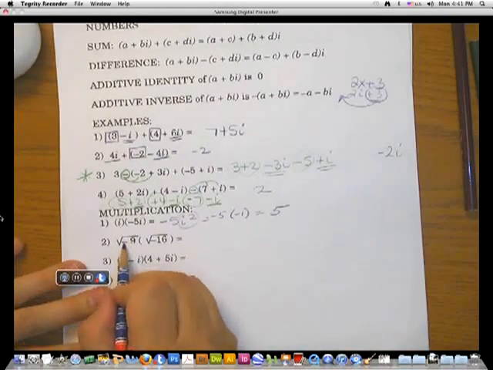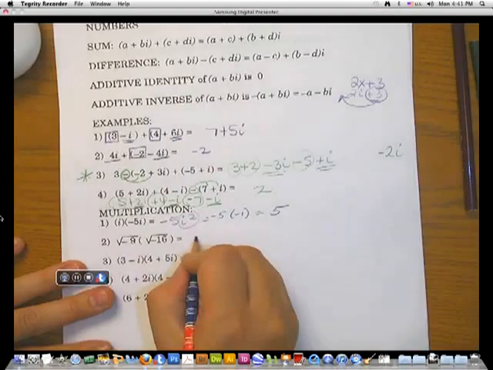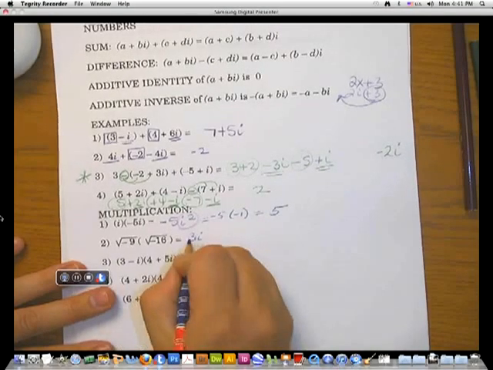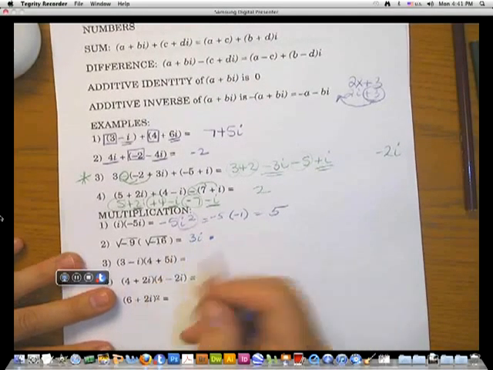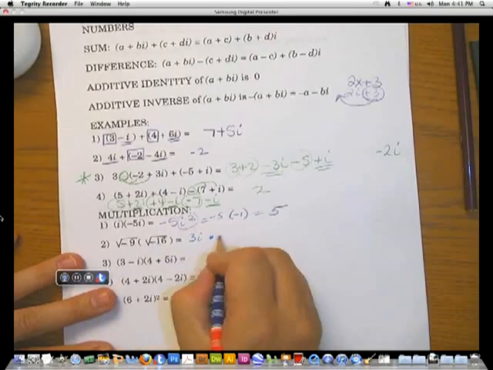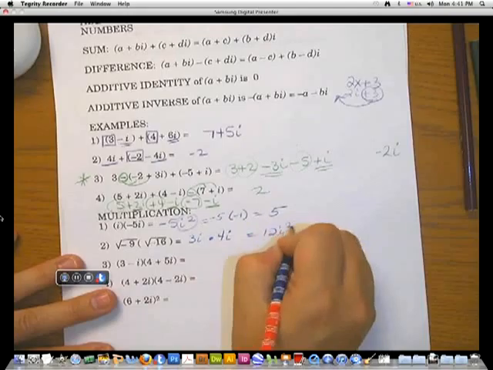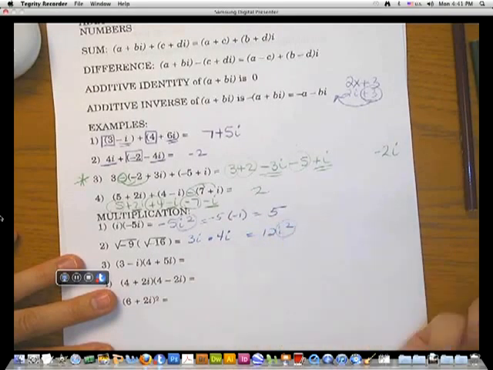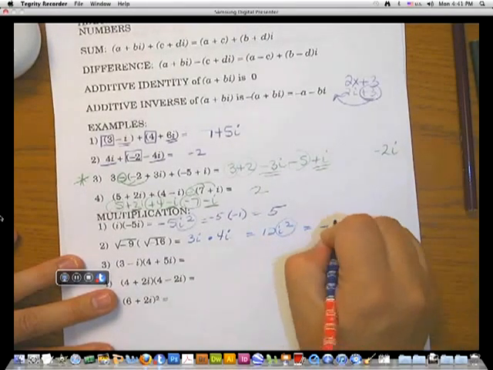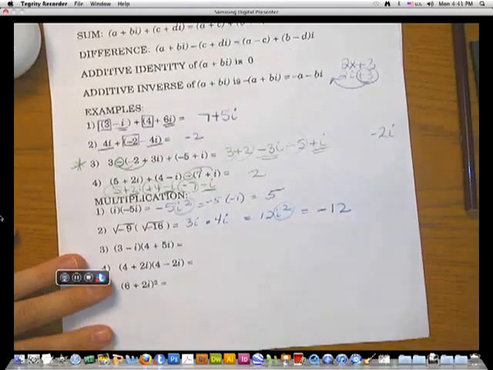The square root of -9. Well, the square root of a negative is i. Square root of 9 is 3. And we're multiplying that to the square root of -16, so 4i, which is 12i squared. And again, we have a value for i squared, so that becomes -12.